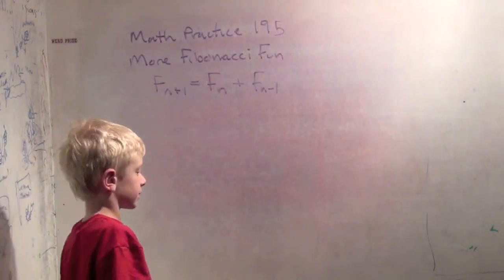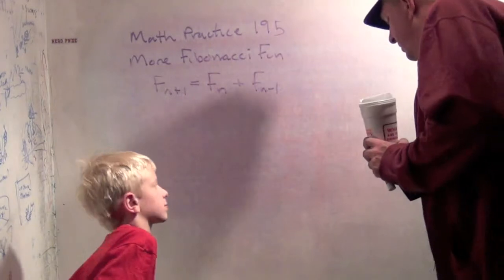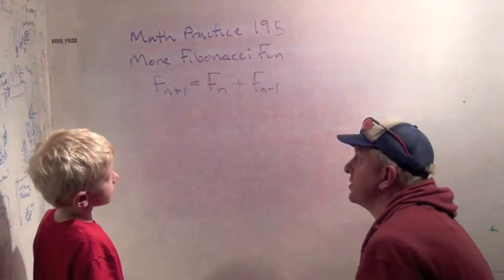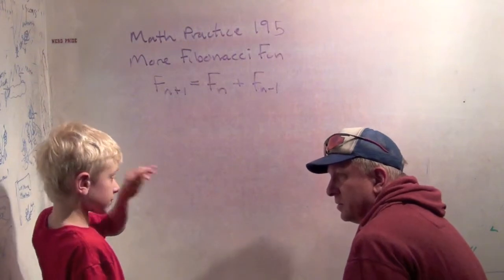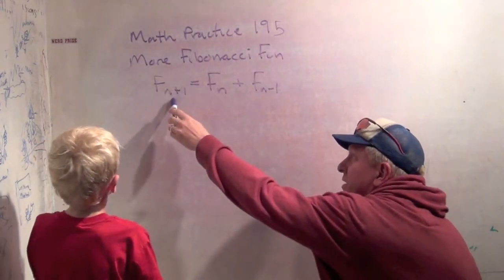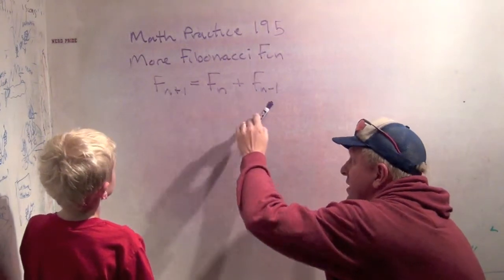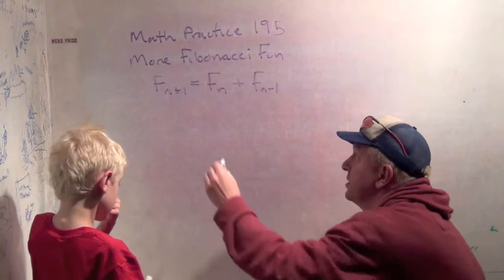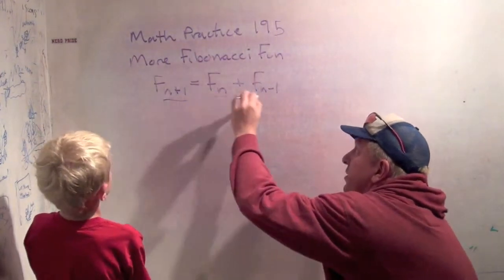Math Practice number 195. Today we're going to work on Fibonacci numbers a little bit more. I introduced some notation yesterday just to show you how the Fibonacci numbers work. Fn plus 1 equals Fn plus Fn minus 1. So that means to get the next Fibonacci number, you add the prior two.